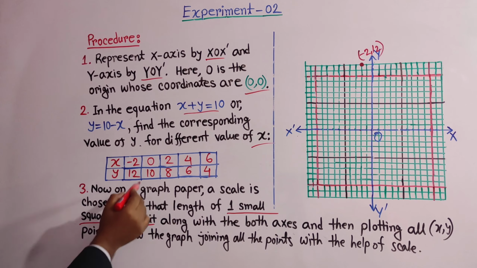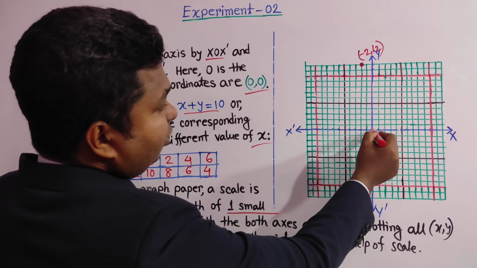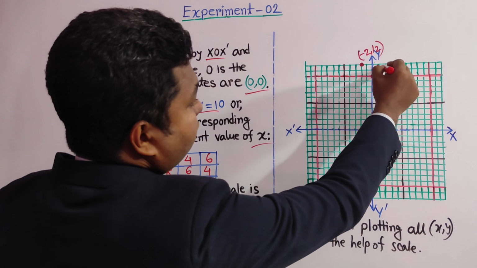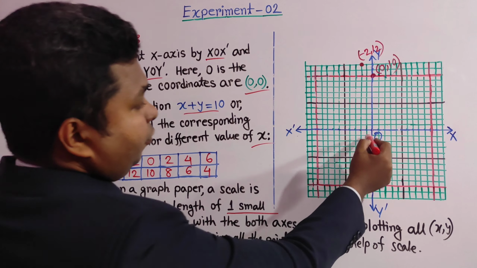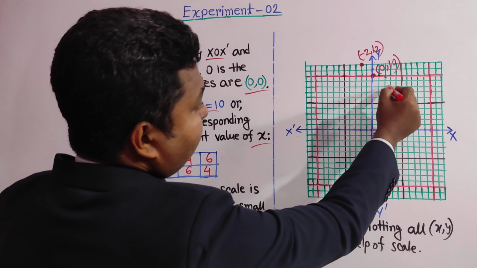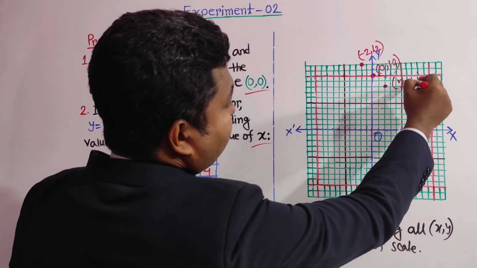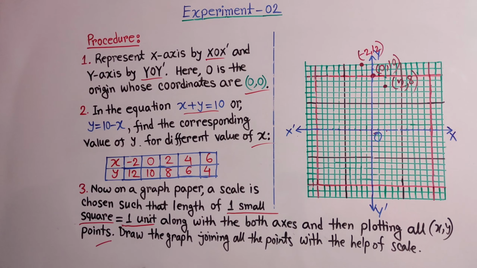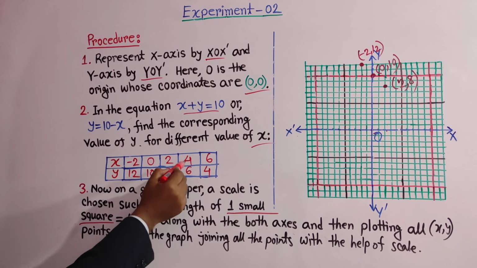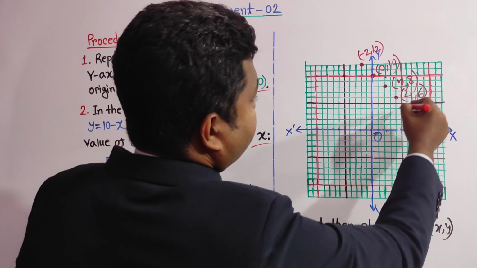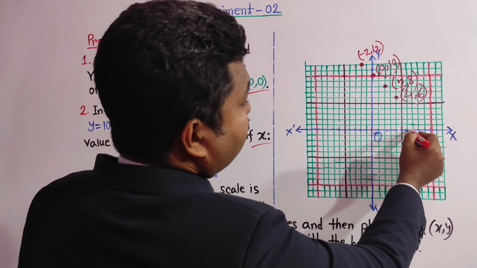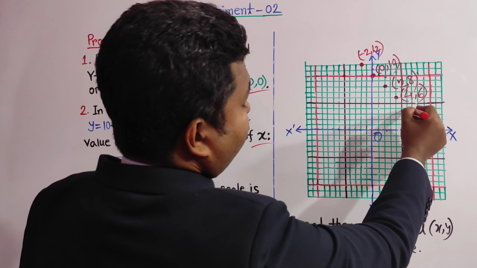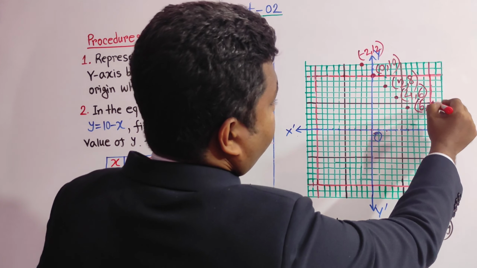Now our next point 0, 10. So this is the point 0, 10. Now our next point 2, 8. So for 2 this one, and then 8, so this is our 2, 8. Then our next point 4, 6. This is the point 4, 6. Now 6, 4. So this point is 6, then 4. So 6, 4.